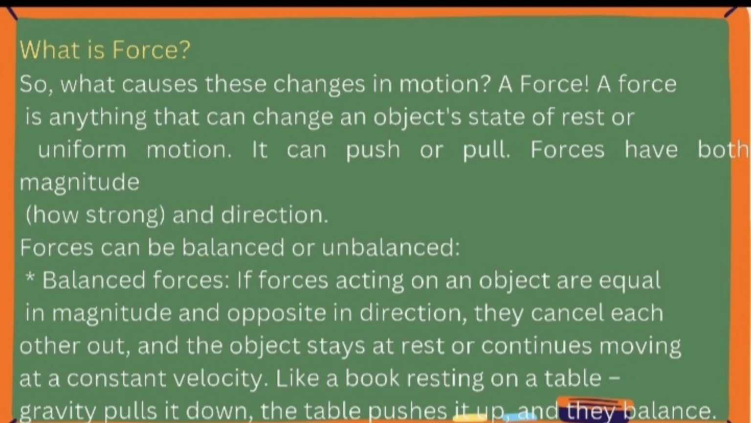Balanced forces. If forces acting on an object are equal in magnitude and opposite in direction, they cancel each other out, and the object stays at rest or continues moving at a constant velocity. Like a book resting on a table. Gravity pulls it down, the table pushes it up, and they balance.